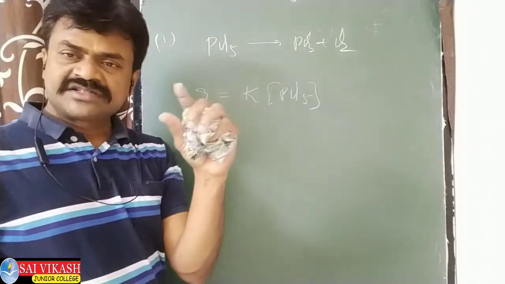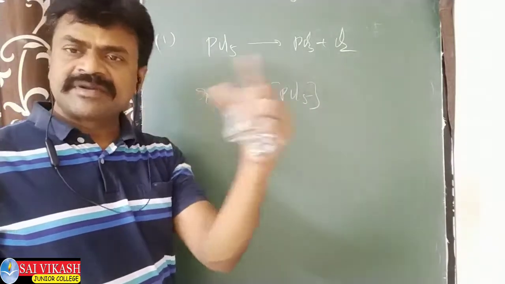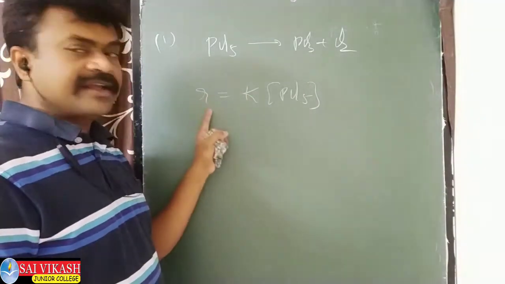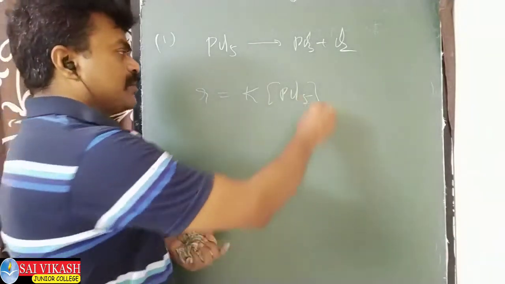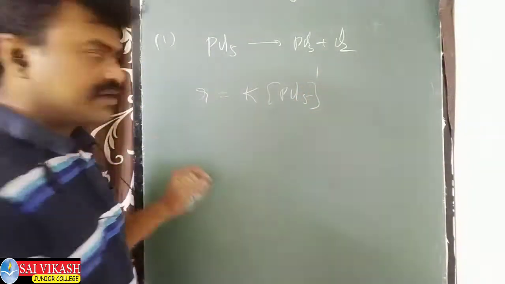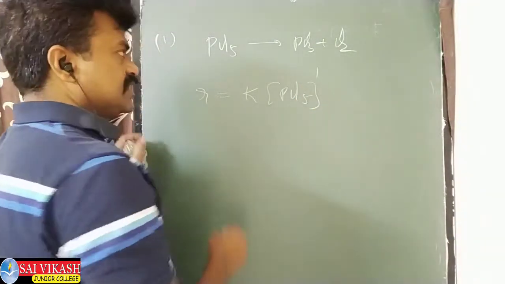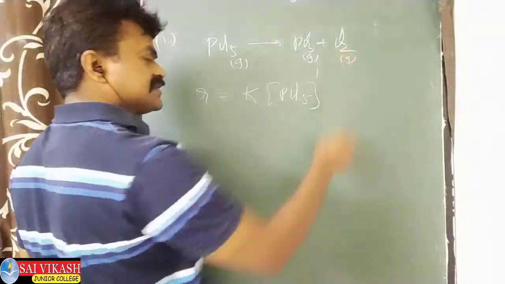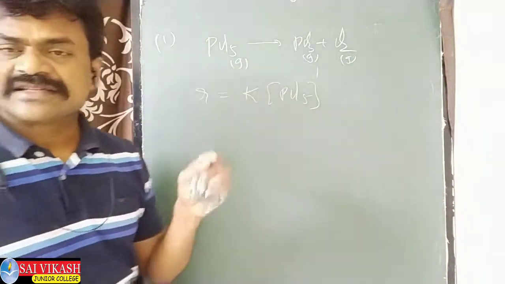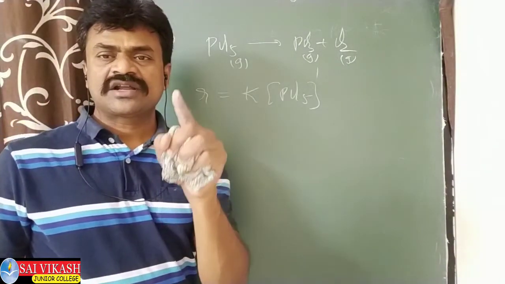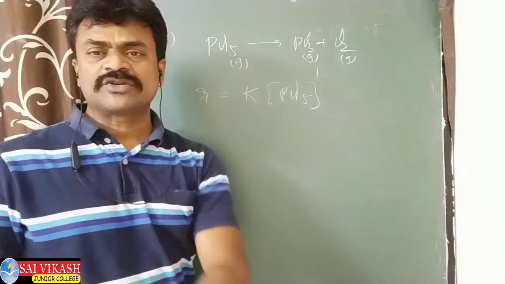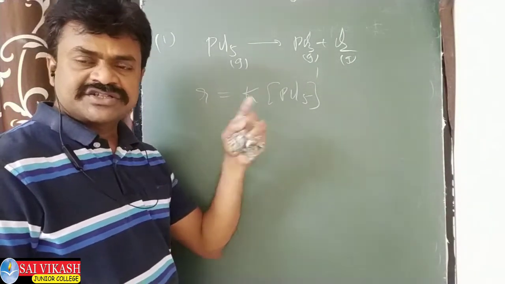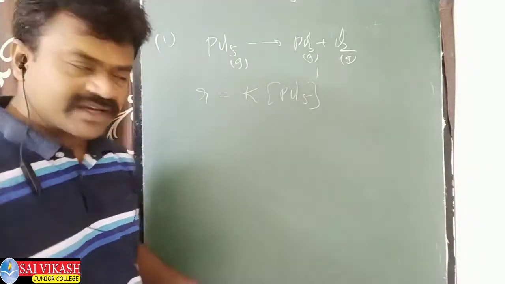So if 1 mole is there, it is always the rate determination step only. So we can write the rate equation like this. Power 1, so the order is 1. See here, PCl5 is a gas. If the reactants are gases, we can also write the rate in terms of their partial pressures. We don't always need to write in terms of concentrations.